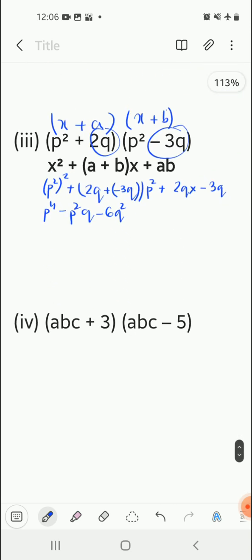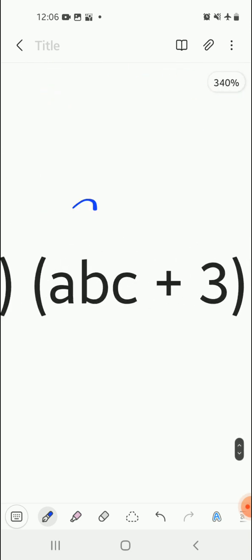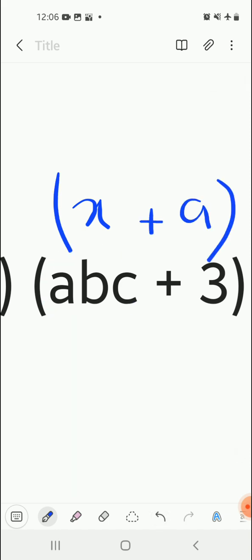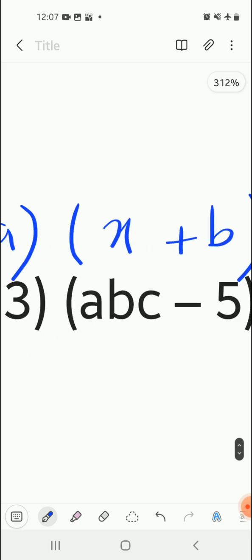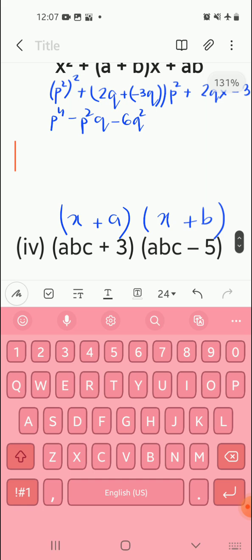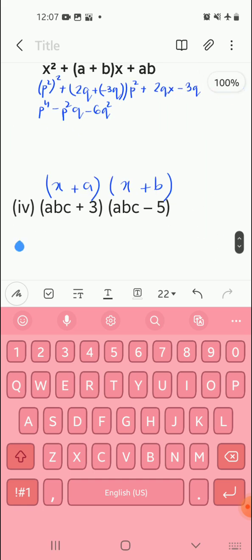Moving on to the next identity again here. X is replaced with abc here and a is termed as 3 and again here x plus b. So we're going to paste the identity here, the thing that was given in the question.